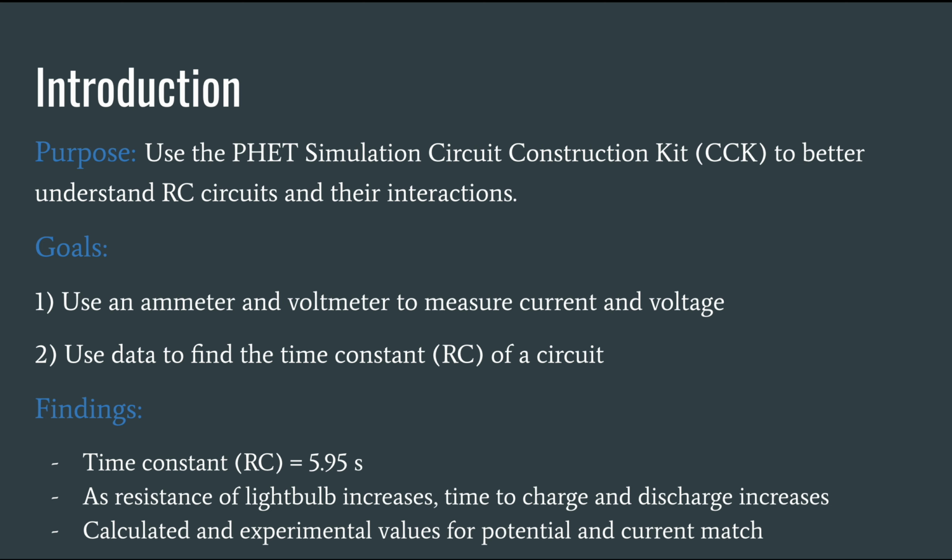So in this lab, we used a simulation to better understand RC circuits and their interactions. The goals were to use an ammeter and a voltmeter to measure current and voltage, and then also use some of that data to find the time constant RC of a circuit. That was found to be 5.95 seconds, and then in addition, as resistance of a light bulb increased, time to charge and discharge a capacitor increased as well, and then calculating the experimental values was very close and equal to the simulated values.